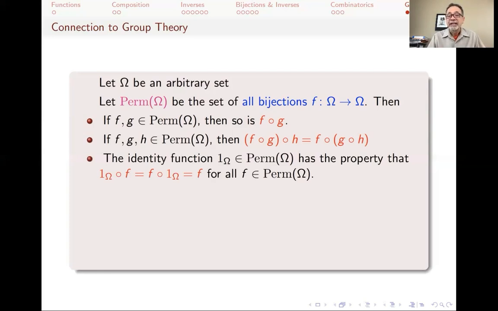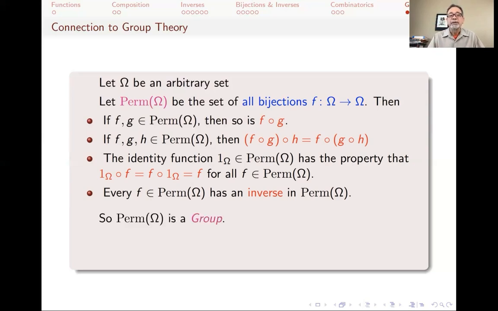It has the role that if you compose it with any function, you get that function back again. And what we have just proved today is that every one-to-one onto function, every bijection, has an inverse. That was the purpose of this lecture, to prove that every permutation, every bijection from omega to omega, has an inverse. This set perm omega is closed, it's associative, has an identity, has inverses, and that's exactly the definition of a group. A group is a set, in this case, all bijections from omega to omega, and an operation, in this case, function composition, that satisfies these four properties. And so permutation of omega is a group.